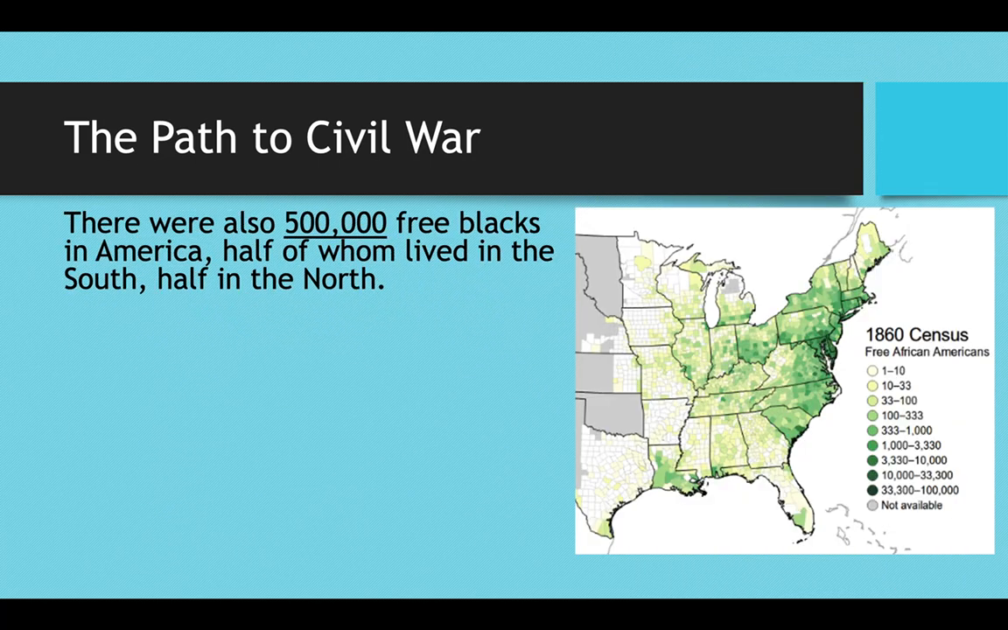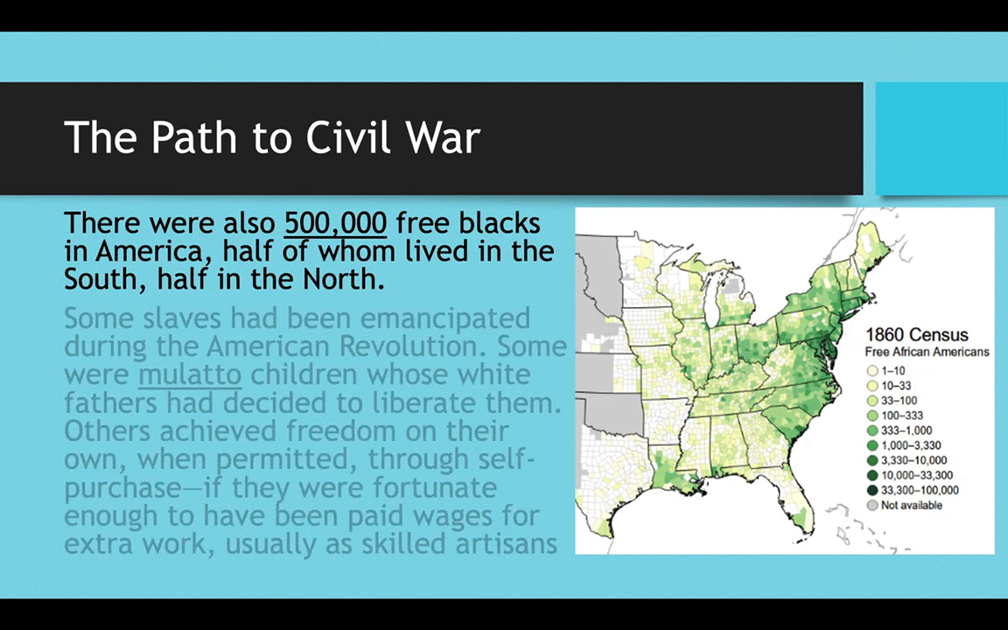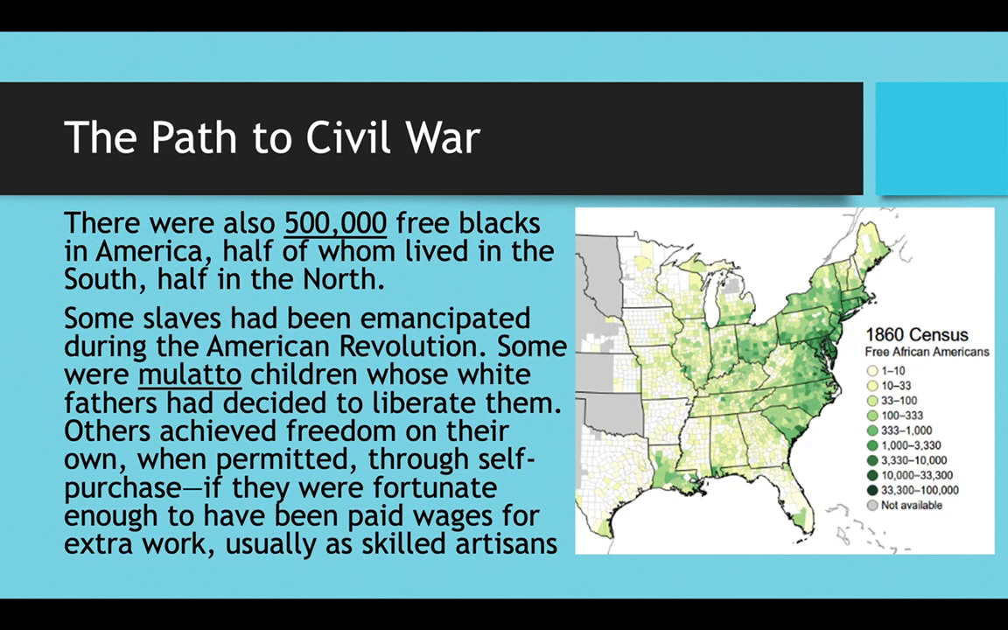work to abolish slavery. There were also about 500,000 free African Americans in the U.S., about half of whom lived in the South and about half of whom lived in the North. You can see in the map there the density of where the highest number of free African Americans lived. Some slaves had been emancipated during the American Revolution, kind of in the spirit of liberty. Some were mulatto children, which means half white, half black, and in cases where their white fathers decided to liberate them, they were sometimes freed.